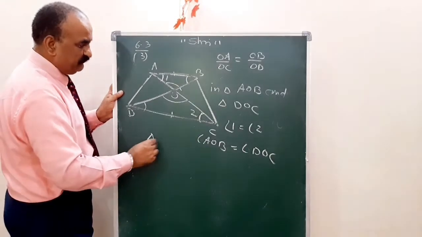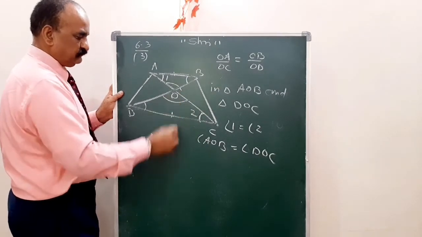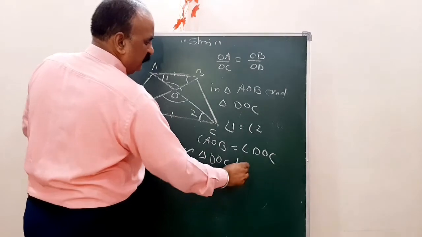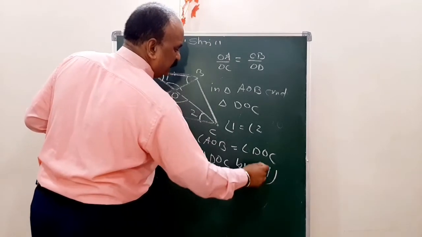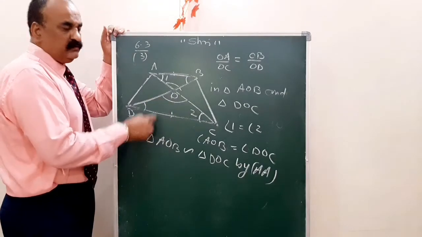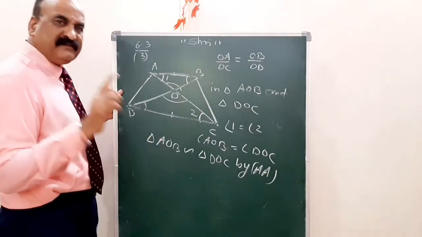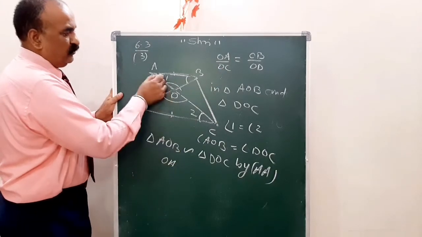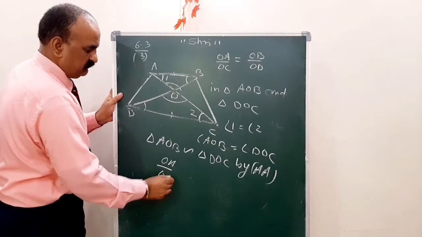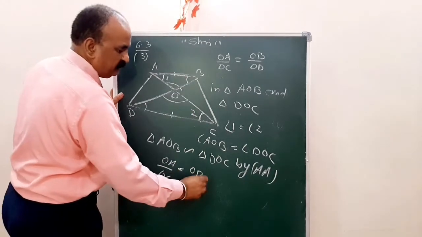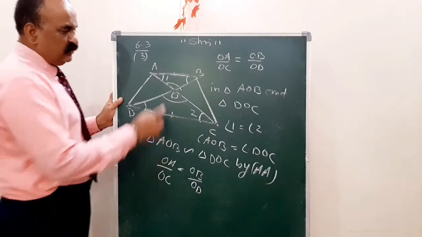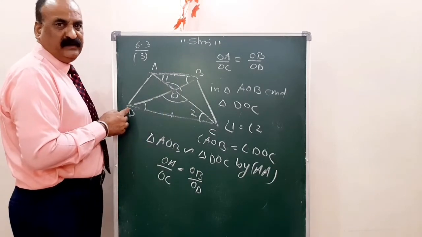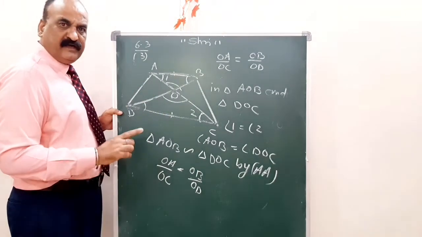It means triangle AOB is similar to triangle DOC by AA similarity. As soon as you prove that the two triangles are similar, the sides are in proportion. And if sides are in proportion, you can write OA upon OC is equal to OB upon OD. This is question number 3. Okay, now question number 4.